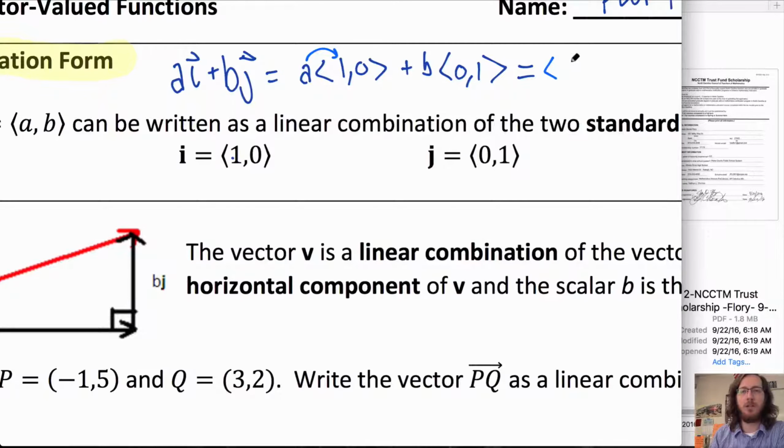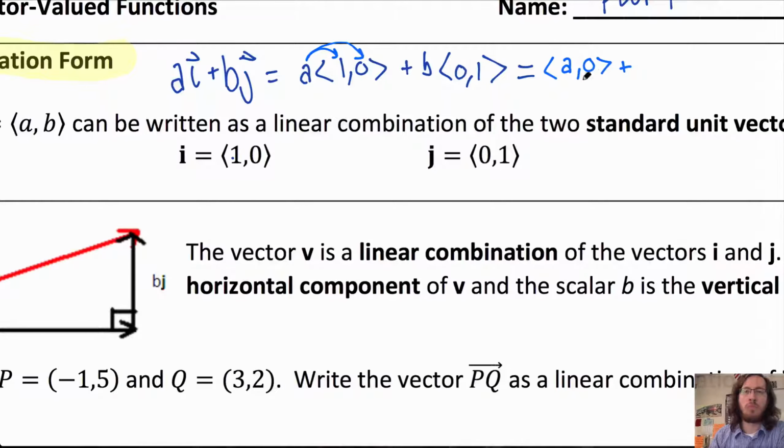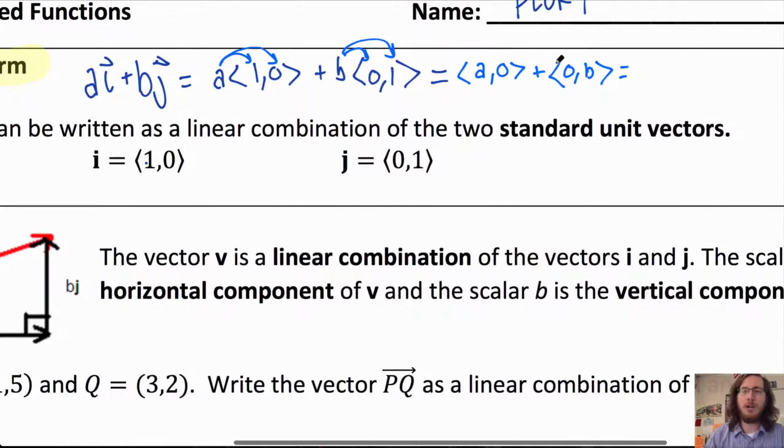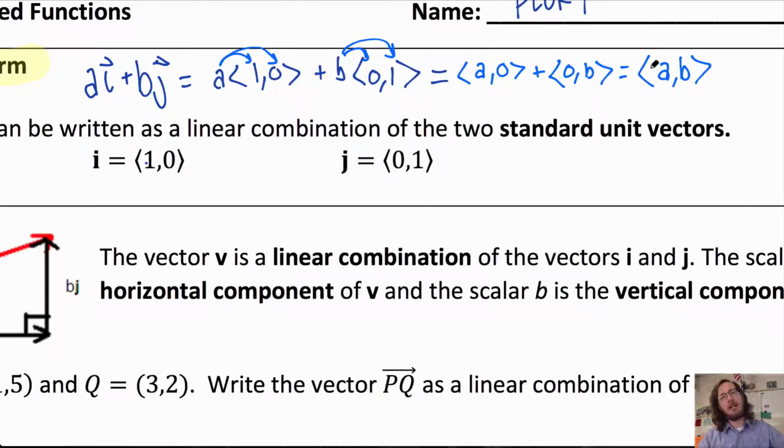Okay, so a times 1, doing the scalar multiplication, is a, a times 0 is 0, b times 0 and b times 1 gives us the vector 0, comma b. Okay, so when we add those two vectors, we want to add our horizontal components. a plus 0 gives us a, and 0 plus b gives us b. So we can write any vector in component form a, b in our linear combination form, ai plus b times the vector j.